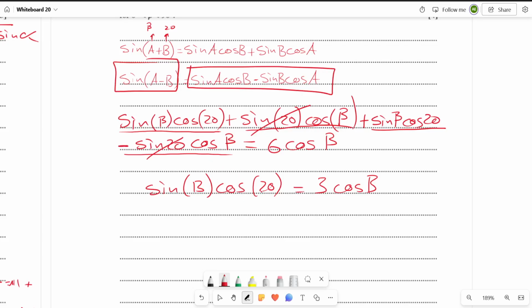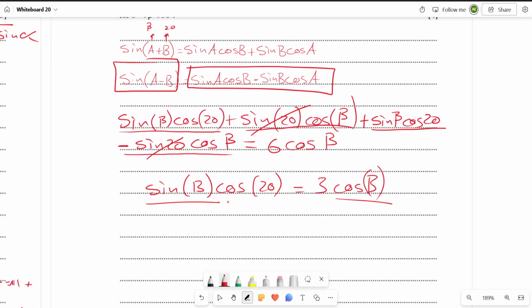What I can do is, first of all, this cosine 20 is just a number. It's similar to like 4 or 40 or 79 or negative 200. It's just a number, okay? So it's like 2 sine beta. It's nothing to worry about. However, I have a sine and a cosine of beta over here.